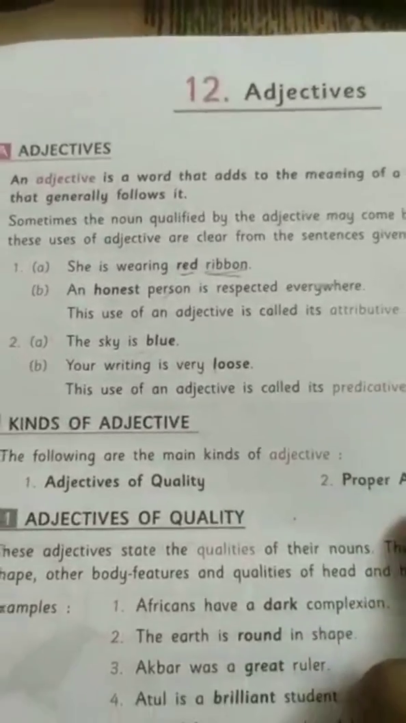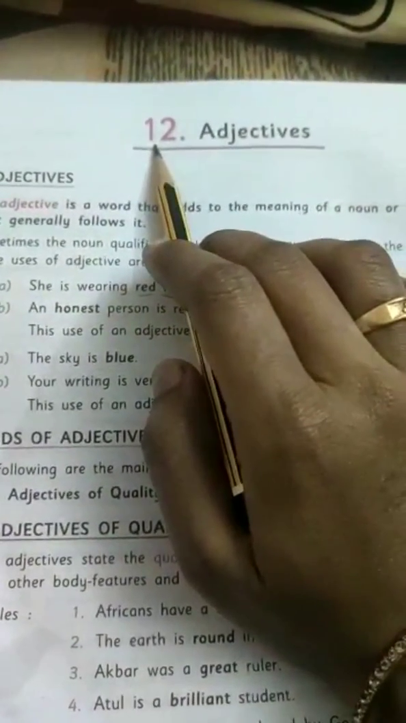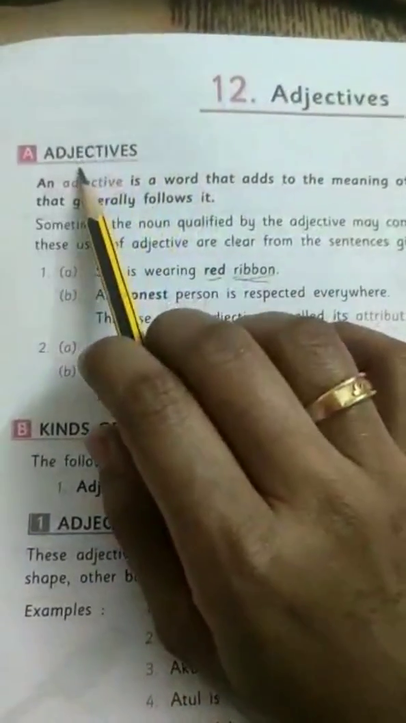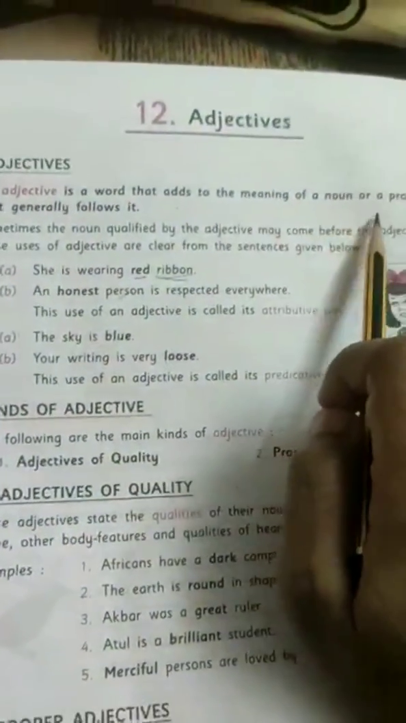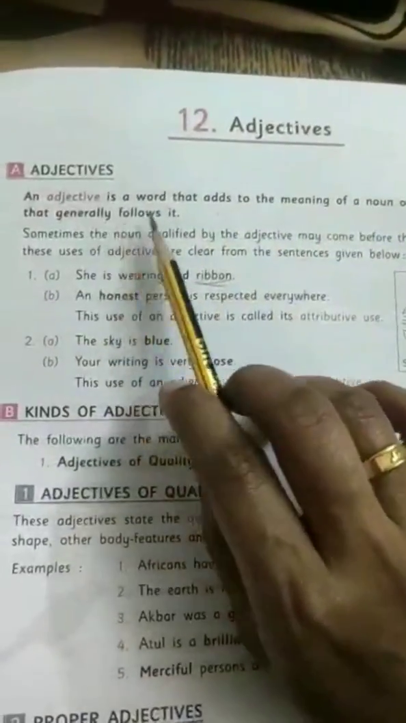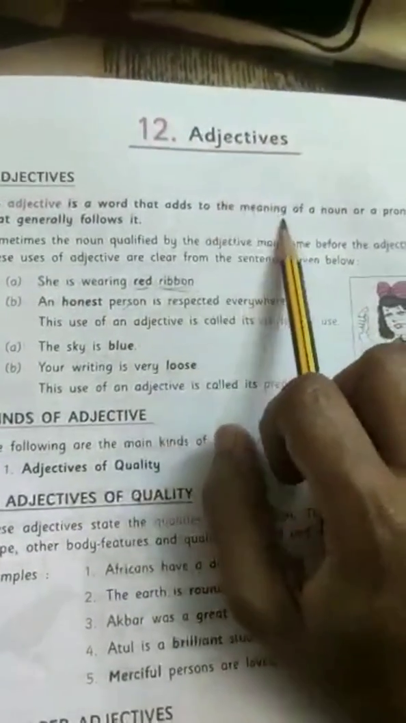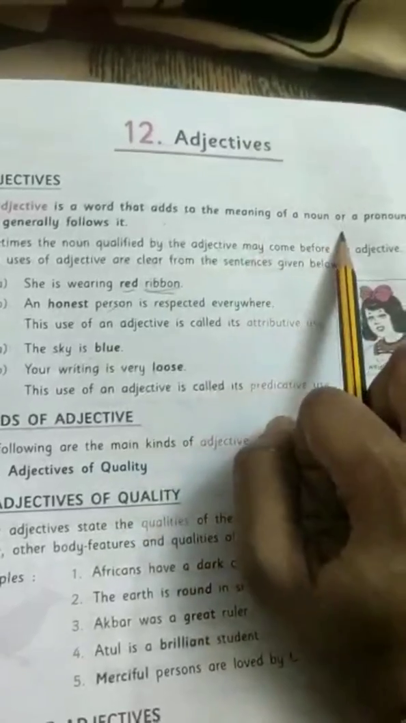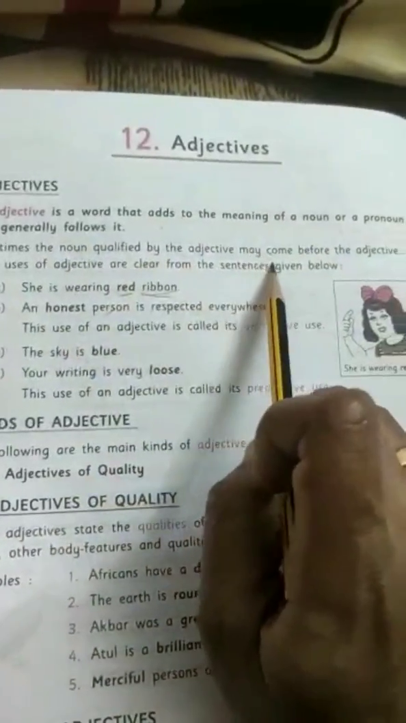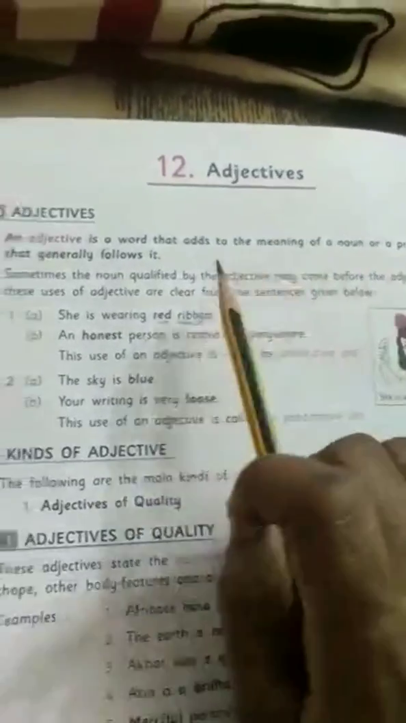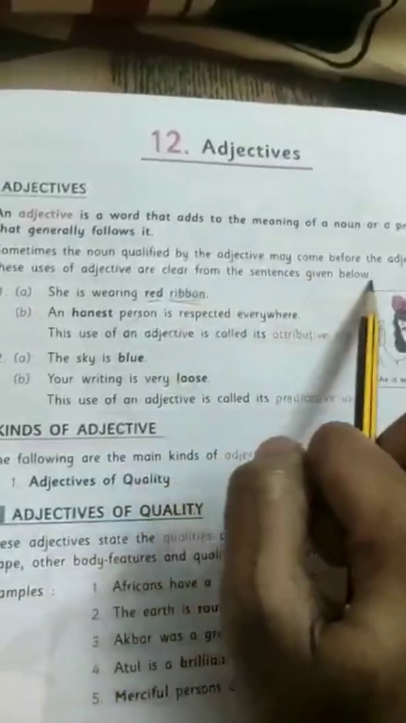Good morning students, we are going to start today the new chapter of grammar, the 12th chapter, adjectives. An adjective is a word that adds to the meaning of a noun or a pronoun that generally follows it. Okay, so an adjective is a word which is going to add more meaning to a noun or pronoun. Sometimes the noun qualified by the adjective may come before the adjective. Both these uses of adjective are clear from the sentences given below.